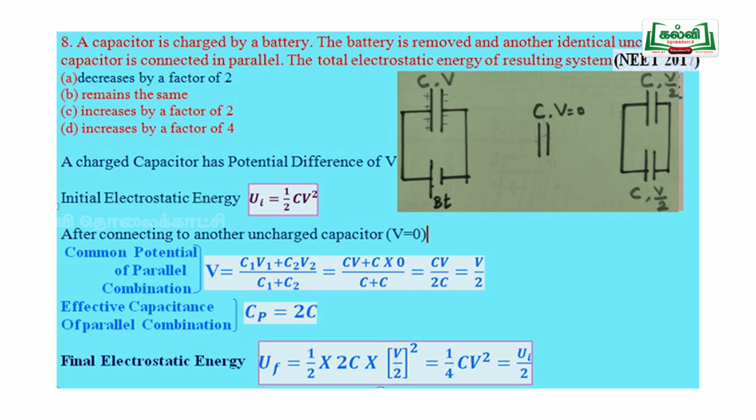So, what would be its effective capacitance? They are in parallel. So, C plus C, which is nothing but 2C. So, what is the final energy? Uf is equal to half CV square, half into 2C into V square, V by 2 common potential square, V by 2 whole square, that reduces to quarter CV square. You can clearly see it is nothing but half of initial energy, half into half CV square. So, Ui by 2, so the energy decreases by a factor of 2.